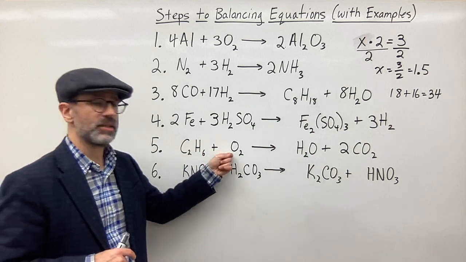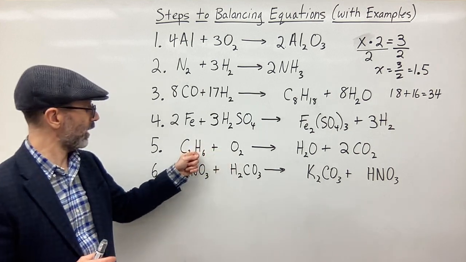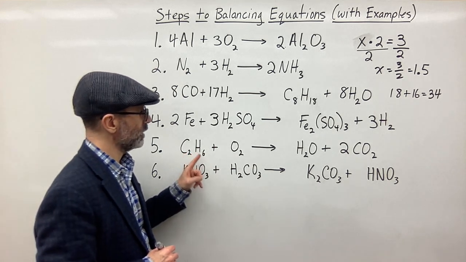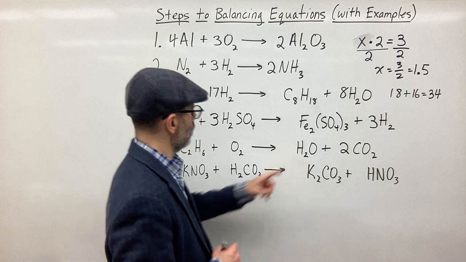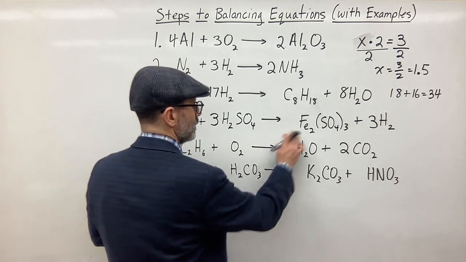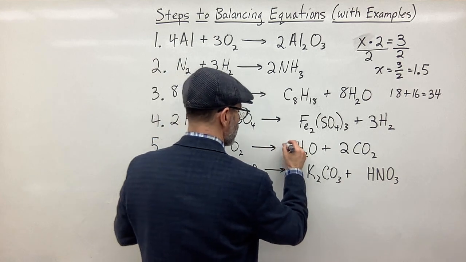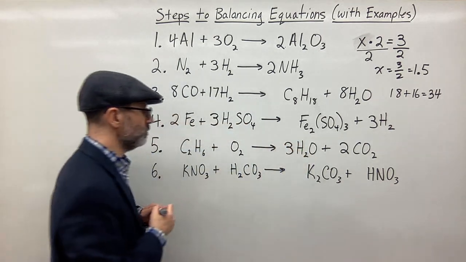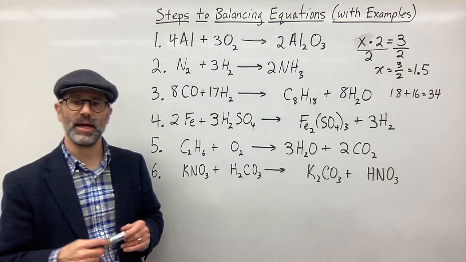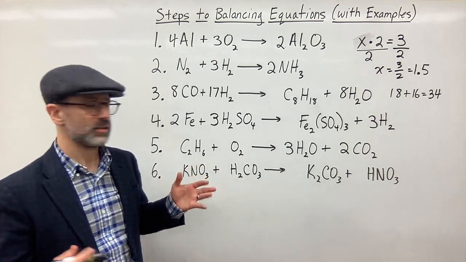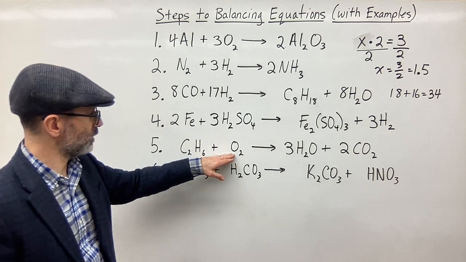Since I have oxygen by itself, that's last. So I'm going to go ahead and do hydrogen. So here I have 6 hydrogen. Here I have 2 hydrogen. So I want to balance this. So what times 2 gives me 6? 3 times 2 gives me 6. So now my hydrogens are balanced. What's next? Oxygen is last. So here I have 2 oxygen.